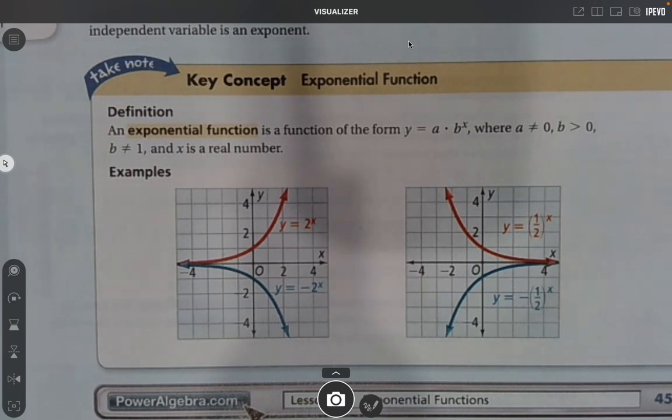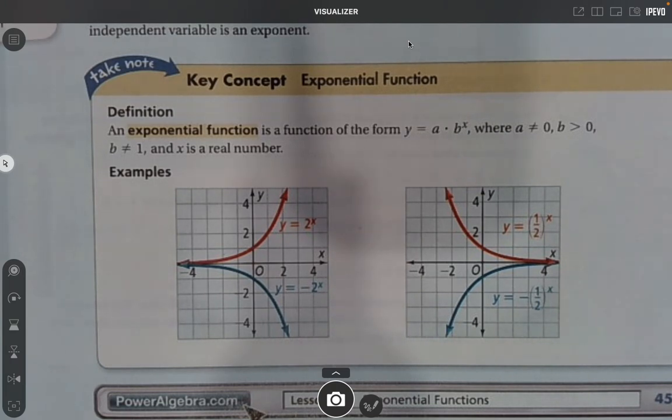What do you notice about the x? It's in the exponent. That's how you can tell if it's exponential or not. If the x is in the exponent, one thing it can do is grow really fast. It starts off small and then it just gets bigger and bigger. It doesn't make a straight line, doesn't grow at the same rate. It starts to double or triple every time.